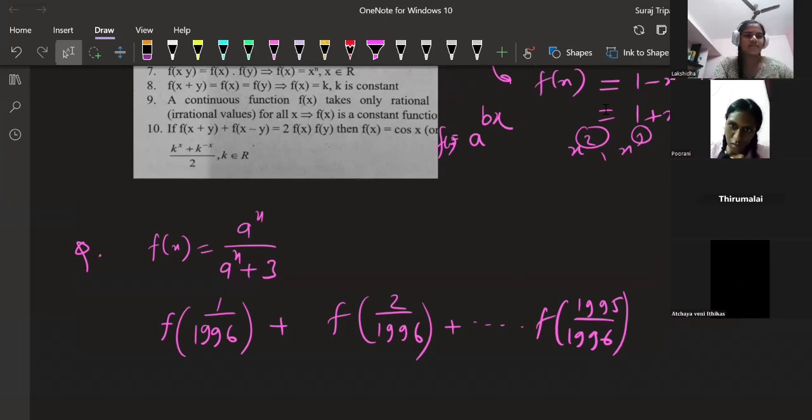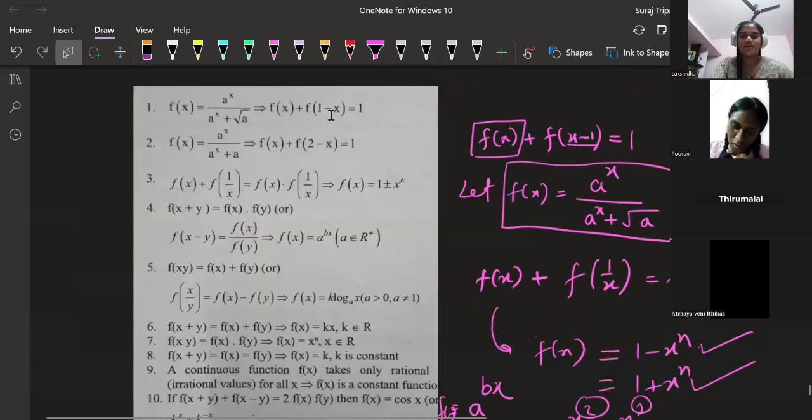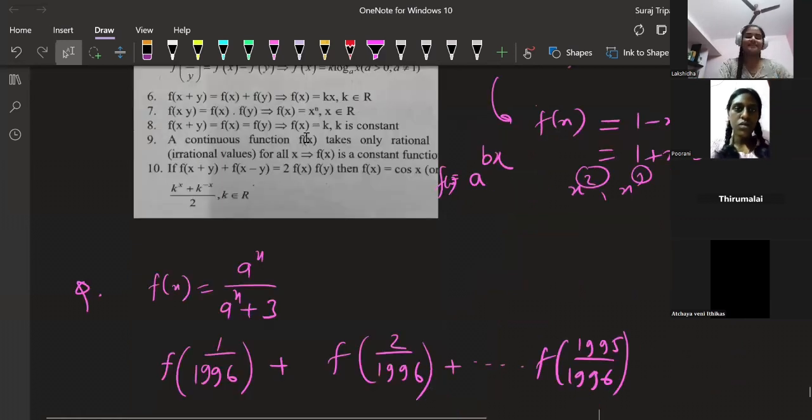Property number 1 is directly applicable here: f of x plus f of y and so on, up to f of some number n. Property number 1: a raised to x upon a raised to x plus root of a. This thing is given, right? The same property is applicable.